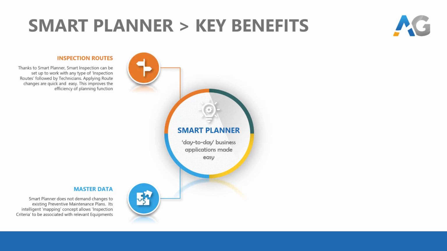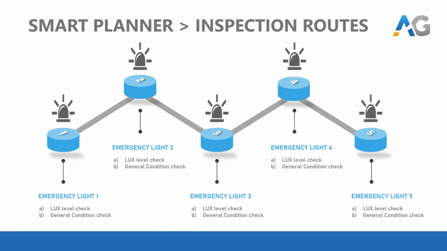The second benefit is around inspection routes. There are a number of different ways inspection routes could be set up. One extreme is a route with similar equipments. As you see in the example, technician follows a route which has 5 emergency lights. As the equipments are similar, the inspections that need to be performed are the same. In this case, it's a luminance or lux level check and a general condition check.